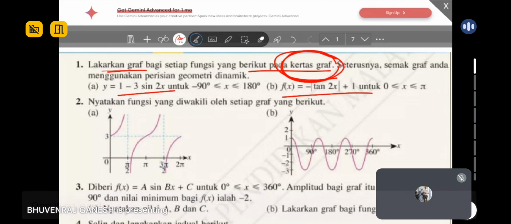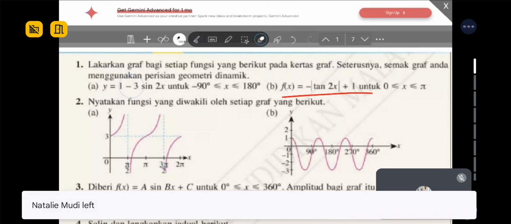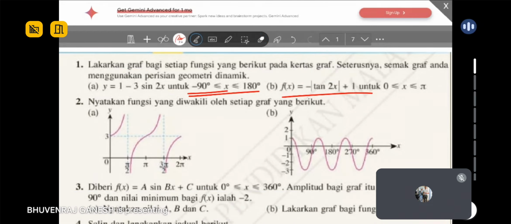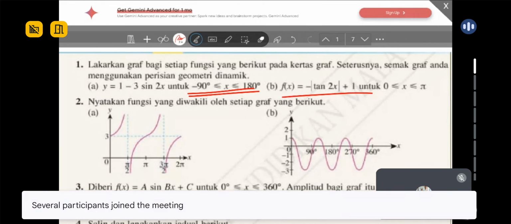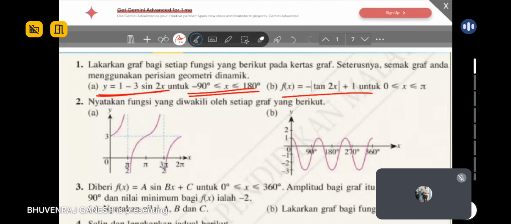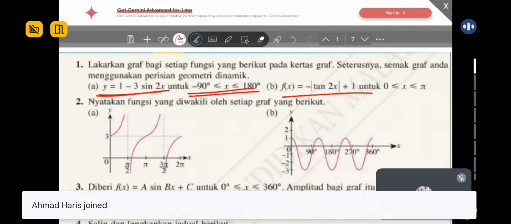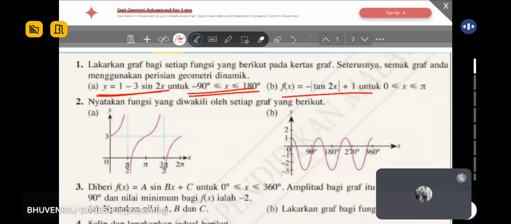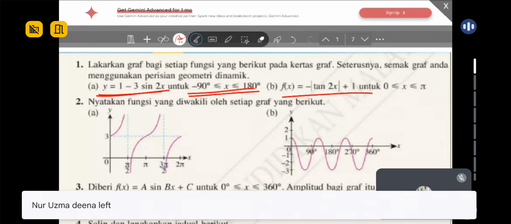So for the x-axis, you will use this value. And then for the y-axis, basically you have to substitute all your x values into the equation. Gantikan semua nilai x dalam persamaan, cari nilai y. Itu cara dia bagi soalan ni.